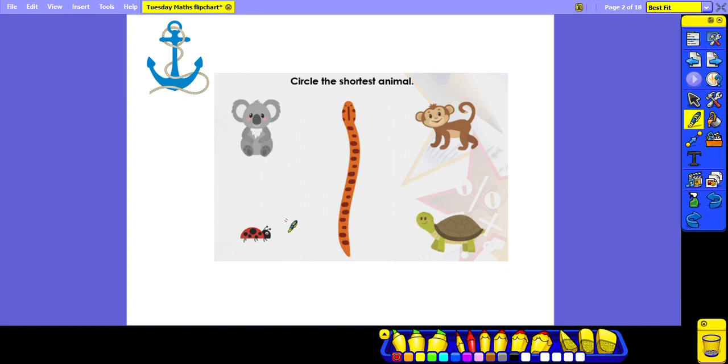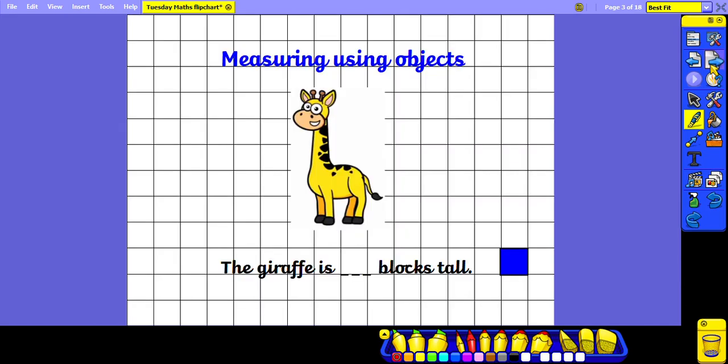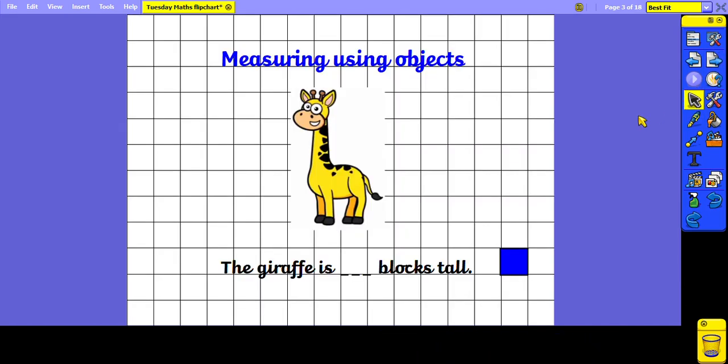Okay, so the shortest animal would be the ladybird. If we're having a look at the length, it is shorter than all of the other animals. And today we are measuring length and height using objects. So we can use lots of different objects to measure with. And in this example, we are going to be measuring the height of the giraffe using blocks.